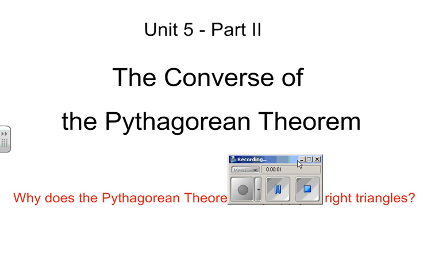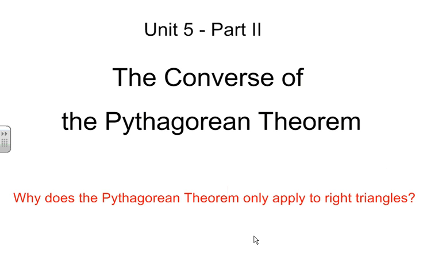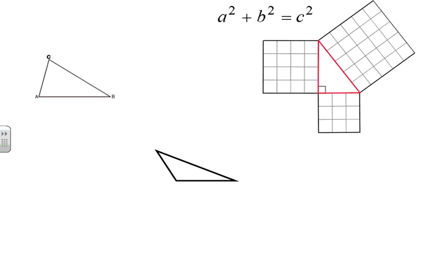Okay, continuing on with the Pythagorean theorem, we're going to take a look at the converse of the Pythagorean theorem and what that all means. And why does the Pythagorean theorem only apply to right triangles? Well, the word converse means opposite. So when we talk about triangles and right triangles specifically, the only other thing other than a right triangle could be an obtuse triangle, which is right here, or an acute triangle, which is here.